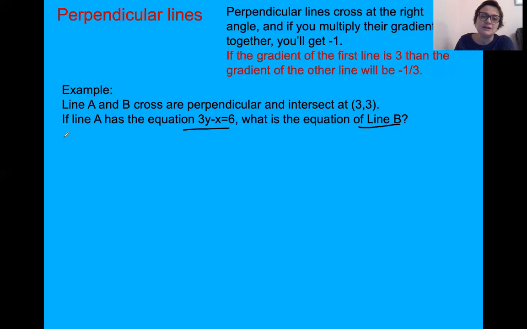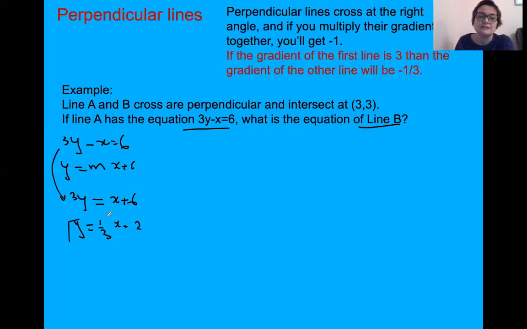Now we have 3y minus x equals 6. The general formula of the equation is y equals mx plus c, which means we need to rearrange this one a little bit. So we're going to have 3y equals x plus 6, divided by 3 on both sides to get the y by itself. So y equals 1/3 x plus 6 divided by 3, because you divide every single term by 3, 6 divided by 3 is 2. So this is the equation of the first line, and this is the gradient.